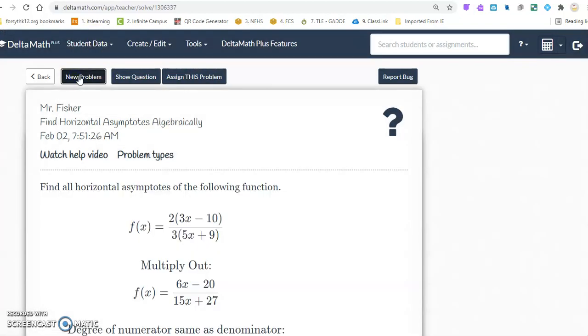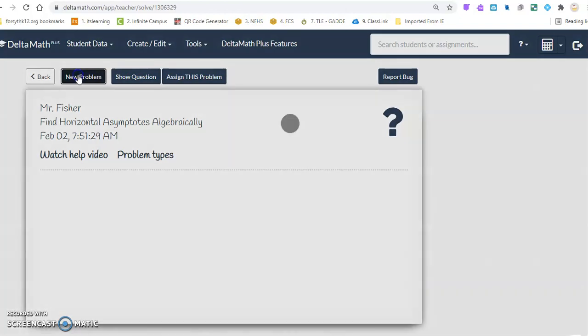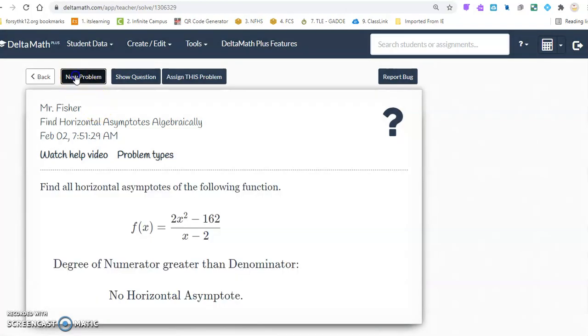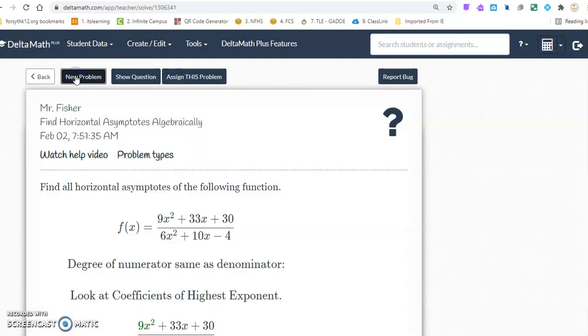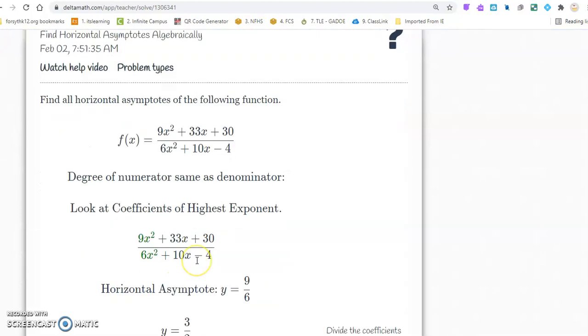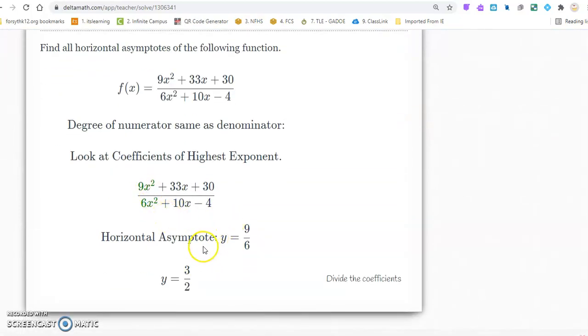Let me show a few more similar to that. New problem. I want to show you just the kind that I explained. Okay, so here's some where the degrees are both x squared and x squared. So the asymptote is 9 over 6, which reduces to 3 over 2.